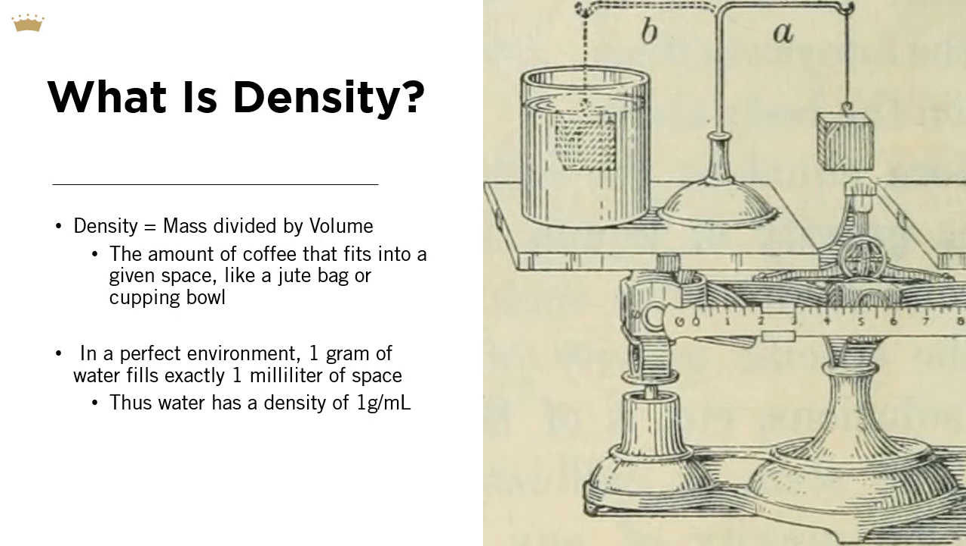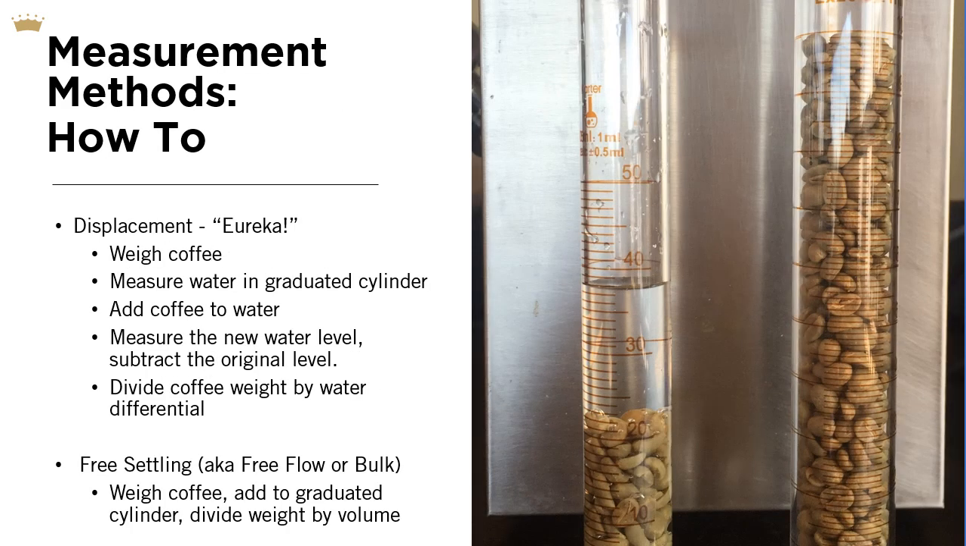In the metric system in a perfect environment, that is room temperature, sea level, etc., 1 gram of water, that's the mass, will fill exactly 1 milliliter of space, that's the volume. So water has a density of 1 gram per milliliter. As far as measuring green coffee's density in the lab setting, there's essentially two practical methods of measurement.